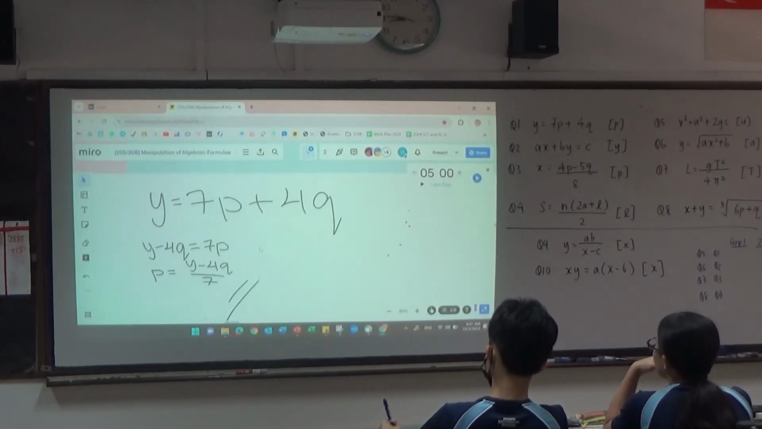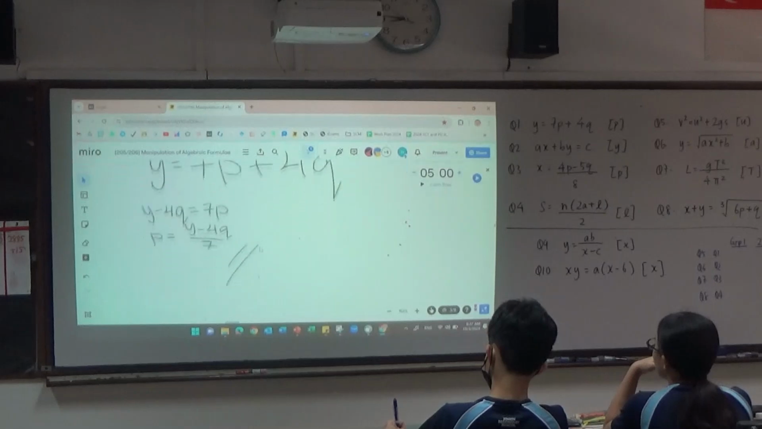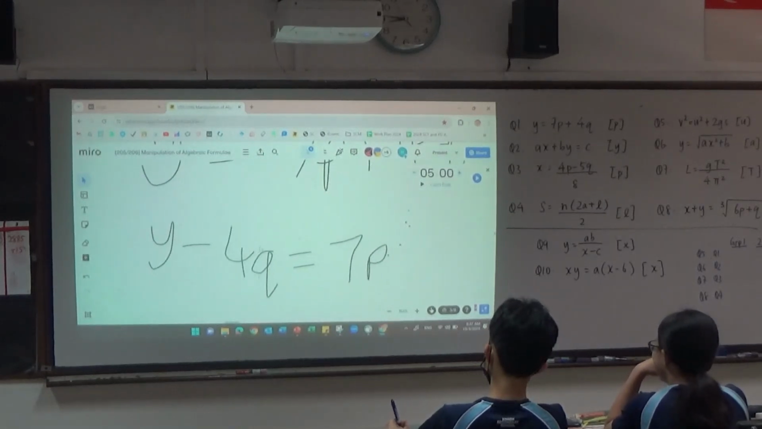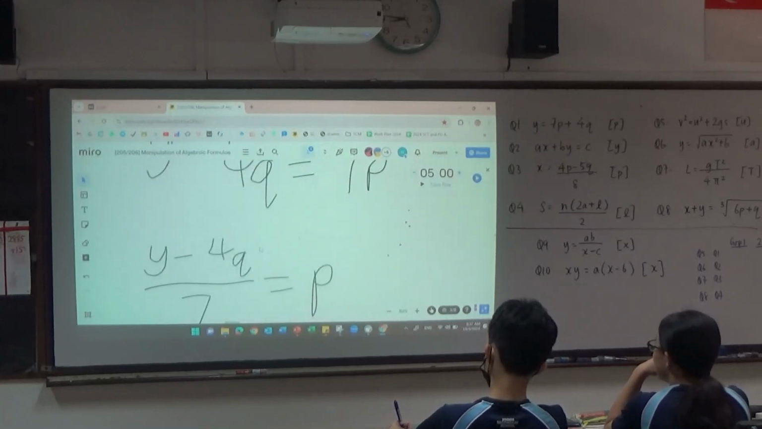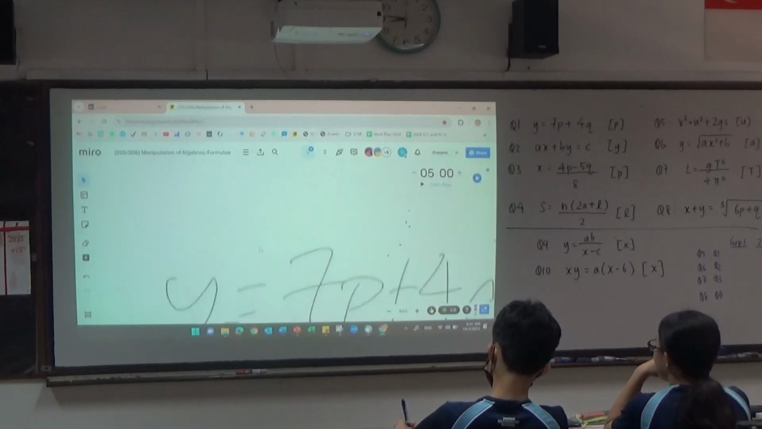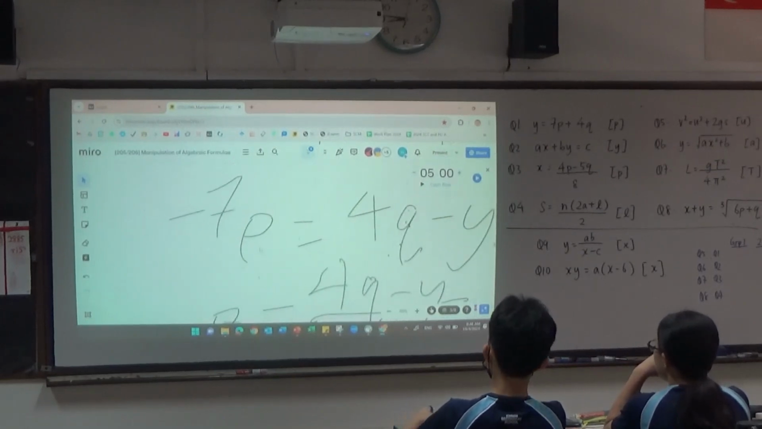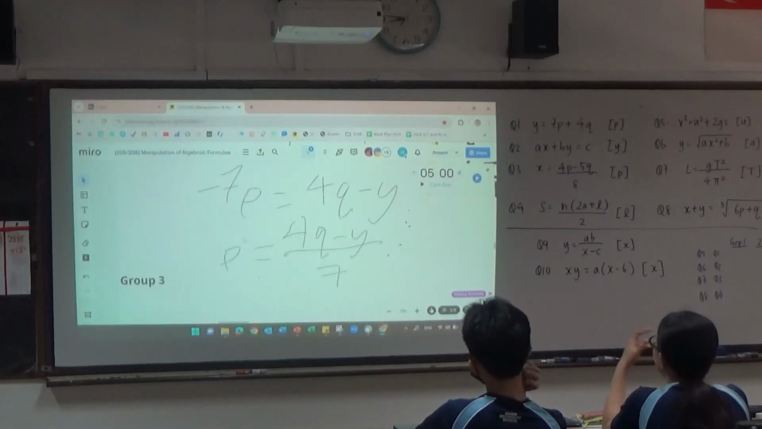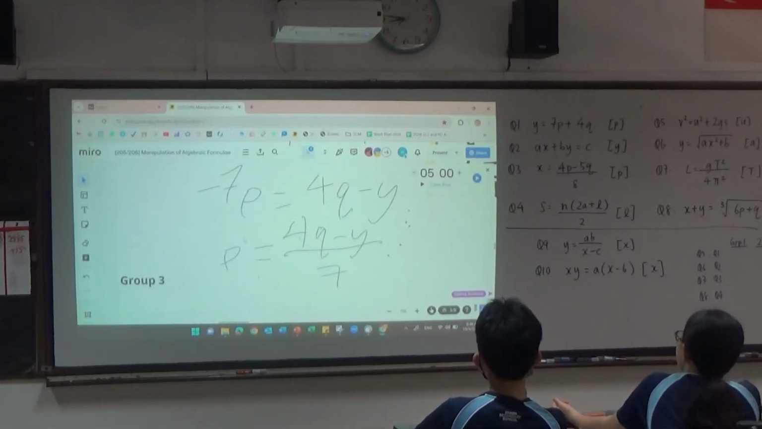Over 7, from group 1. Then from group 2, we have the answer y minus 4q over 7 equals p as well. And then from group 3, we have 4q minus y over 7. So which is the correct answer?